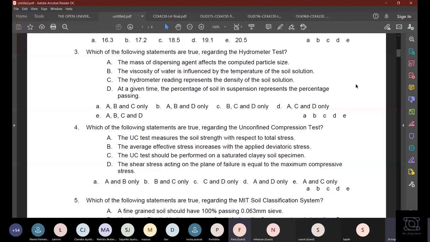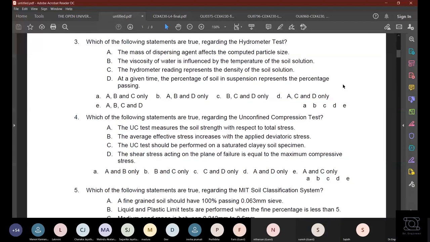Yeah, someone's voice. I heard a voice. Ma, now in the suspension in the hydrometer, you are saying it is percent passing? Oh yes. In the hydrometer, what is retained in the suspension is percent passing. Yes. Percent passing.